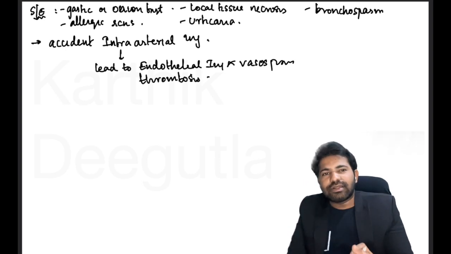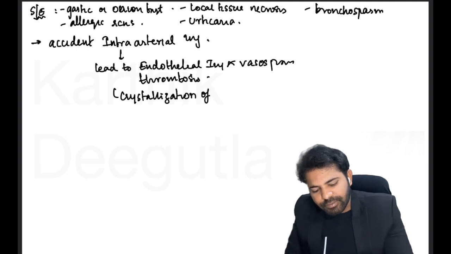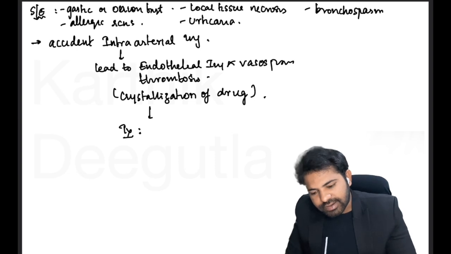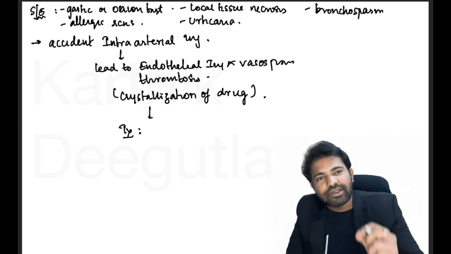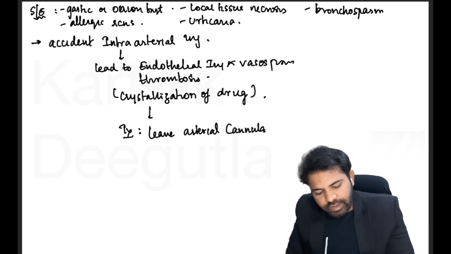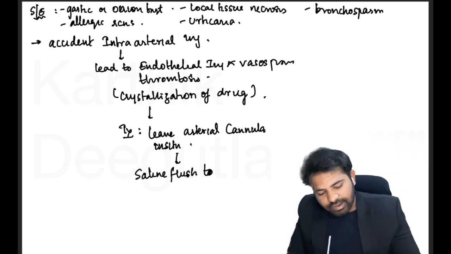Why is all this happening? This is due to the crystallization of the drug. Very important, crystallization of the drug. This is very dangerous to the patient. So how do you treat this condition? Leave the arterial cannula in situ. Then give a saline flush to dilute the drug.